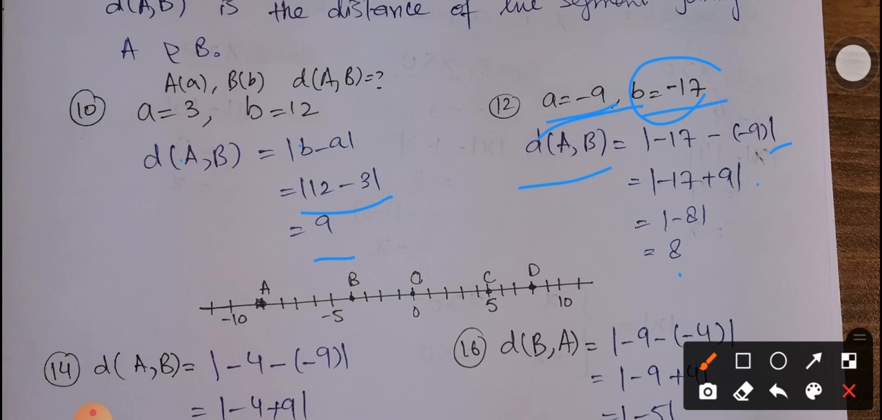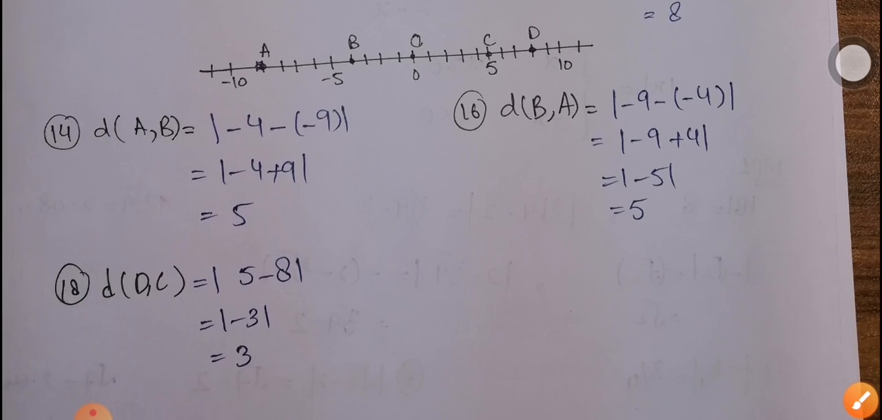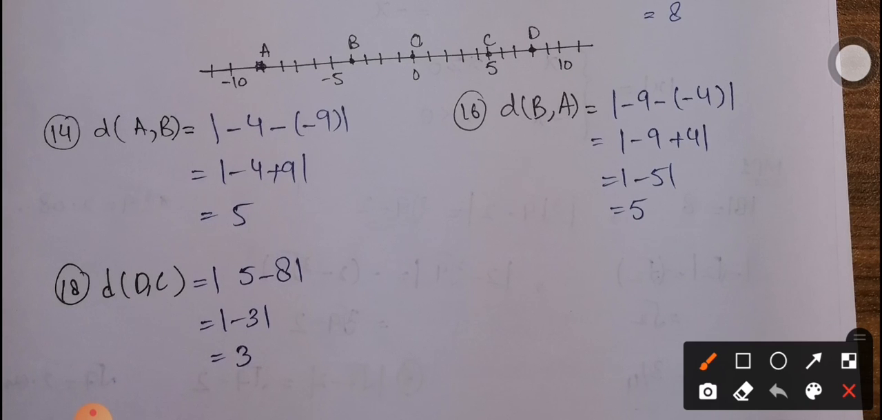In the next part of the question, we are given a real line and some points, and we have to find the indicated distances. For question number 14, we have to find the distance between A and B. Here you can see that A is lying at the point minus 9, and B is at the point minus 4. So we will simply put b minus a, that is minus 4 minus (minus 9). So 5 will be the answer.